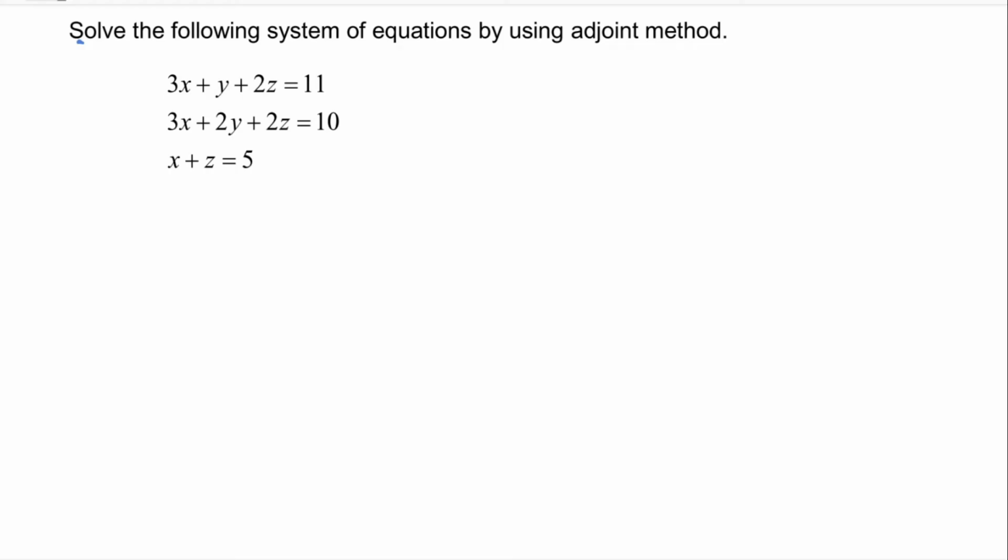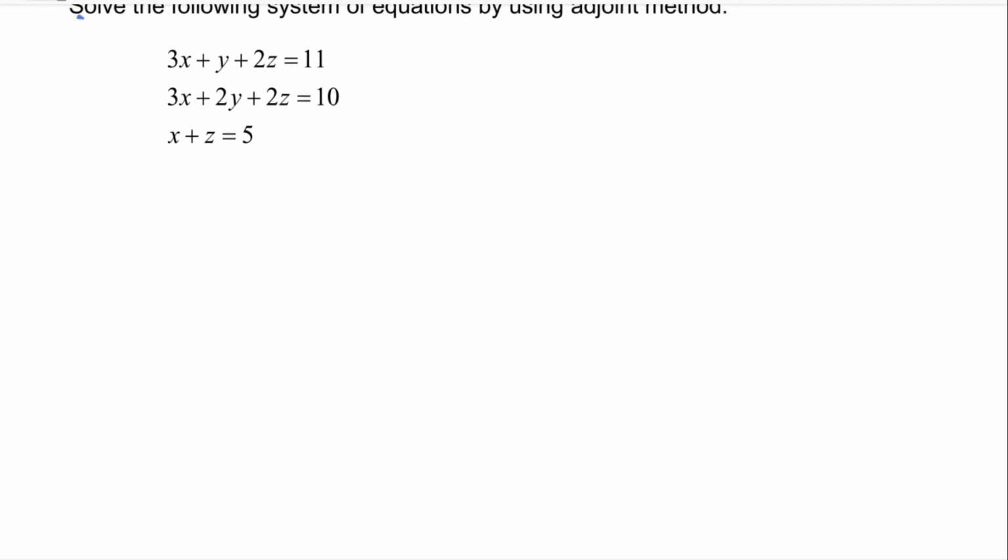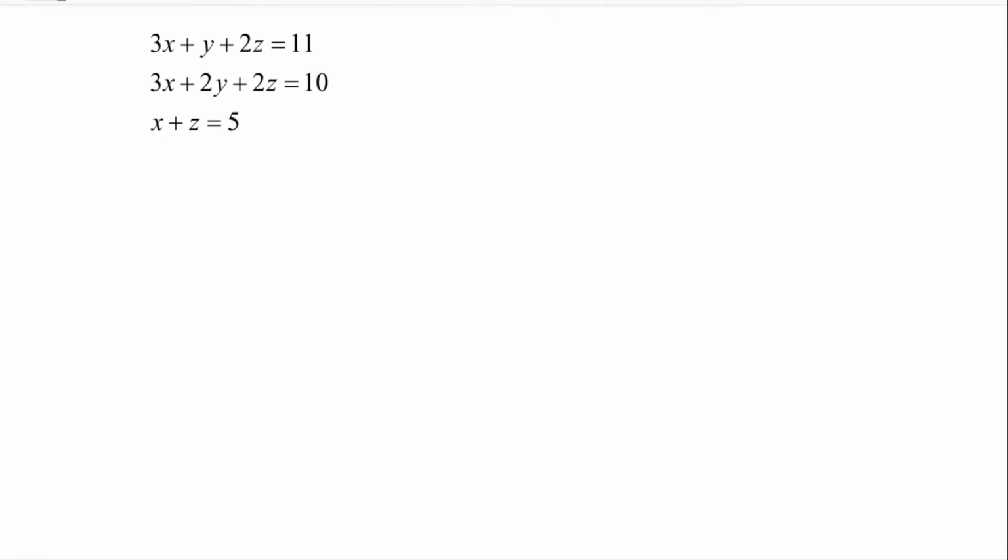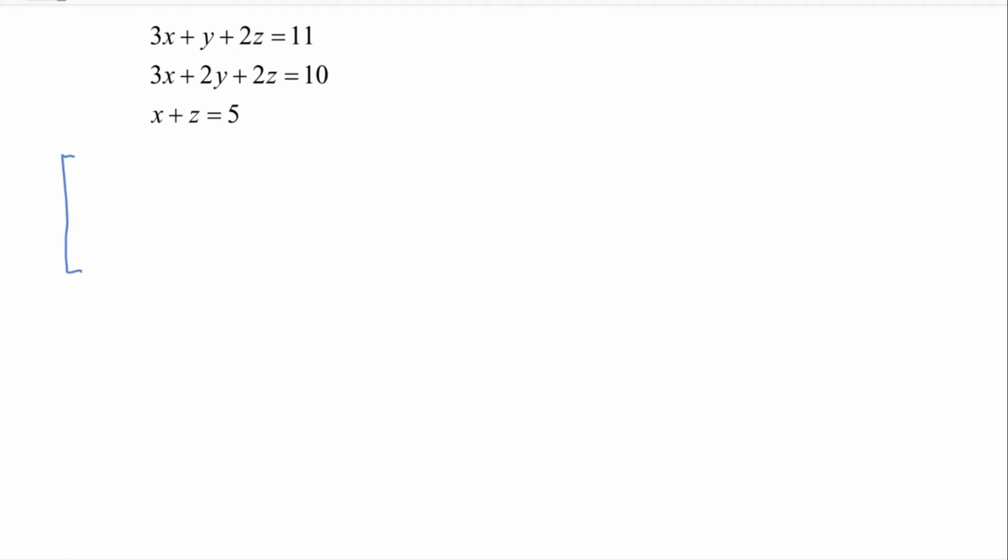Now we go to the 3 times 3 matrix. Solve the following system of equations by using the adjoint method. First step, you write the equation into matrix form: 3, 1, 2, 3, 2, 2, and 1, 0, 1.